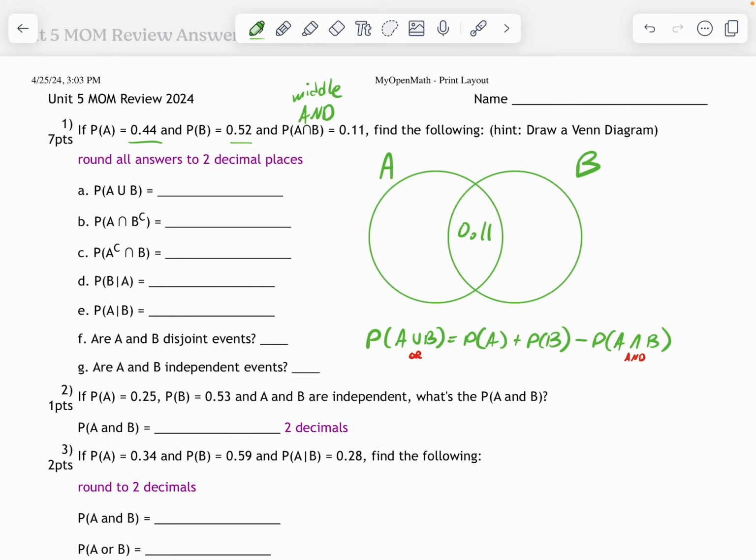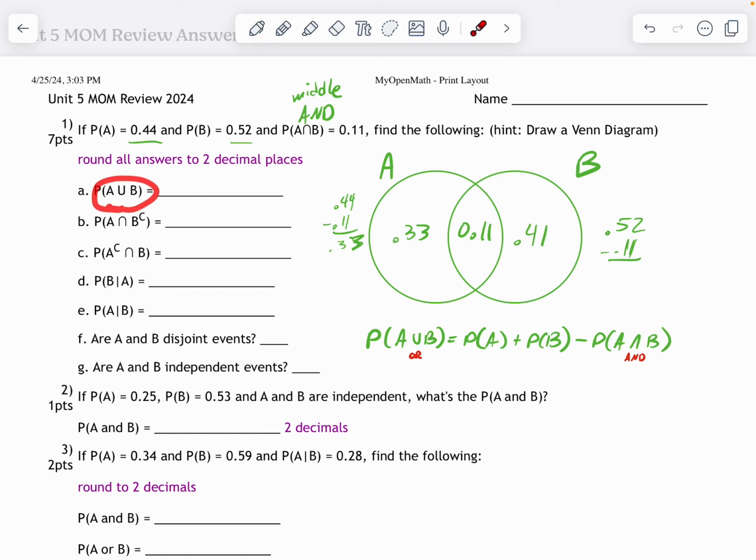Now, when I go to fill in this section here, a lot of kids just go, well, 44. Nope. It's got to be 44 minus 11, so it's got to be 33, right? Because this entire circle has to be 44% total. Likewise, the B circle has to be 52% total. So I'm going to do 52 minus 11. So we got 41. All right, now we can dive in.